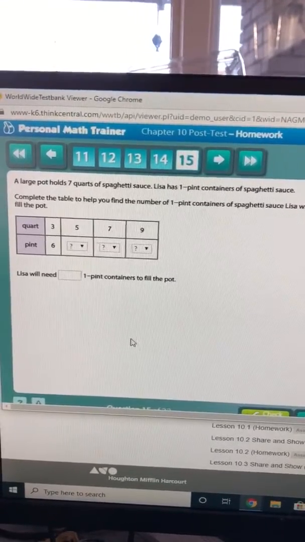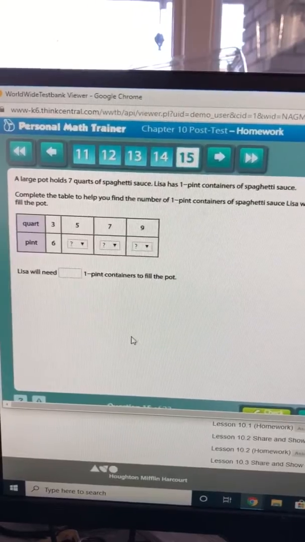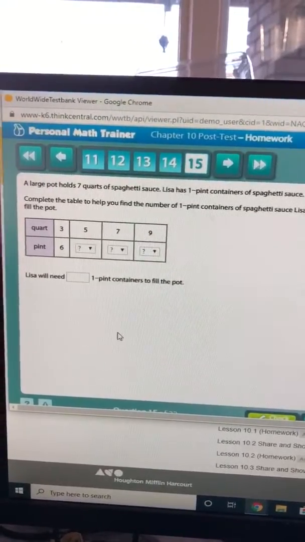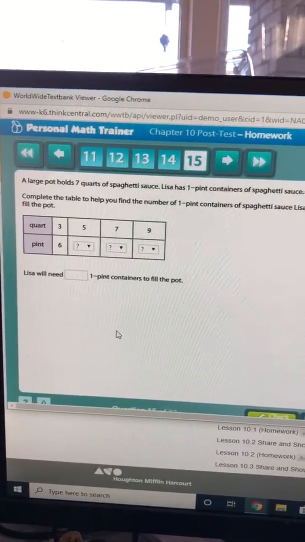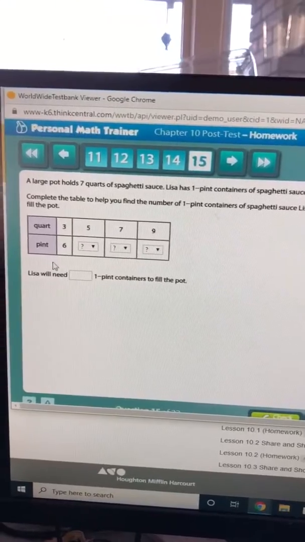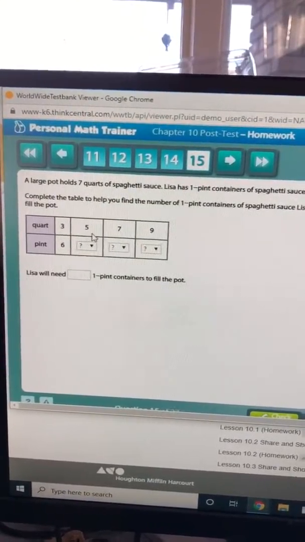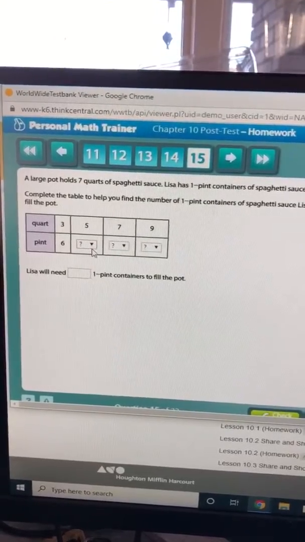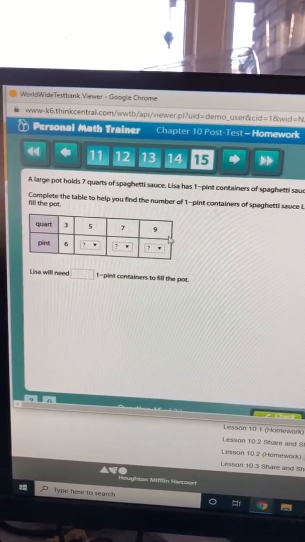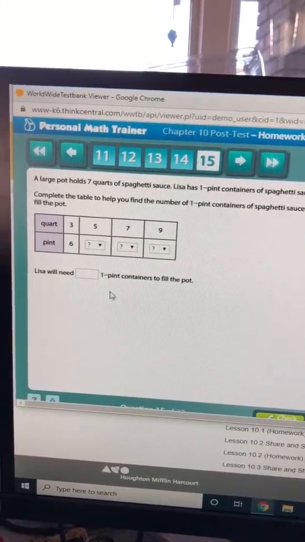A large pot holds 7 quarts of spaghetti sauce. Lisa has 1 pint containers of spaghetti sauce. Complete the table. This is where continuing a pattern actually will help you. If 3 quarts makes 6 pints, well, then 5 quarts must make how many pints? And 7 must make how many? And 9 must make how many? Follow the pattern.